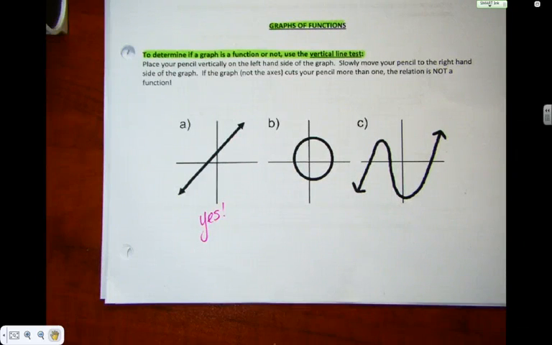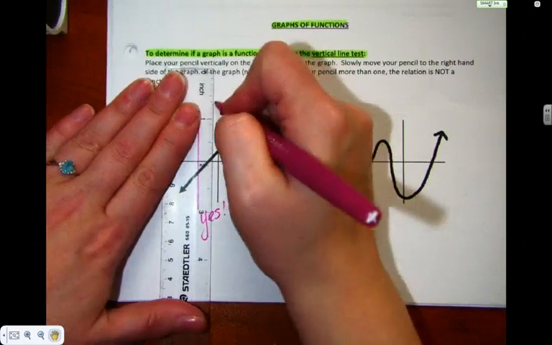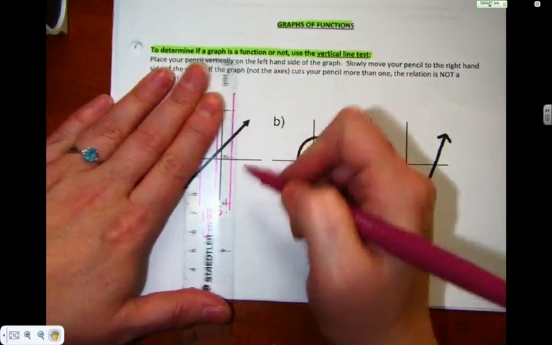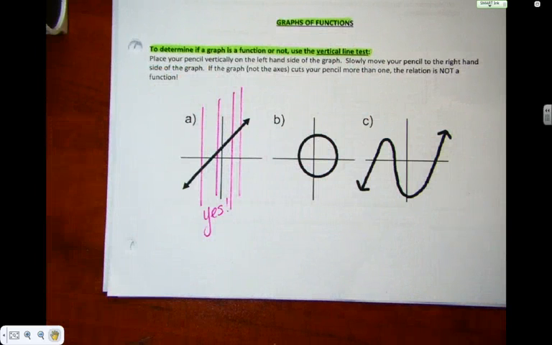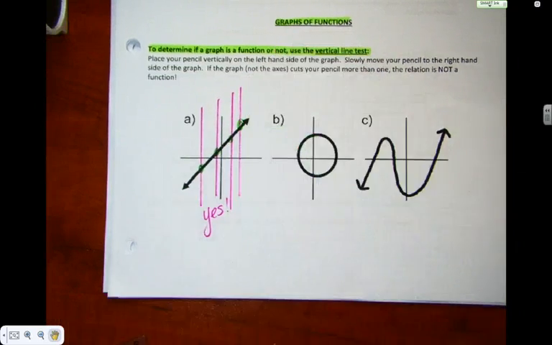Okay, so we don't normally do this, but let's just draw some vertical lines to show what we mean. I'm not putting them in any particular spot. Again, you're not looking at the axes, you're just looking at the actual dark line itself. It cuts through once, once, once, once. If the answer is always once, yes, it is a function.